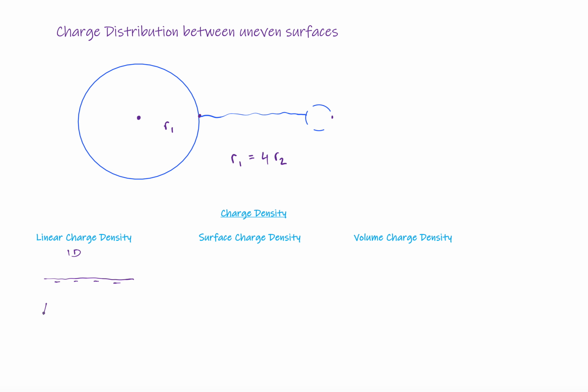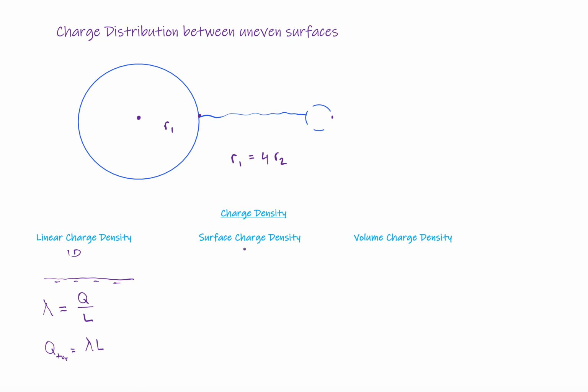And so we use the Greek letter lambda to represent linear charge density, and that's equal to the amount of charge per unit of length, which would be the same thing as mass density, as the amount of mass per unit of length. So I'm going to rearrange this to write the total amount of charge on the object would be equal to the density times the length.